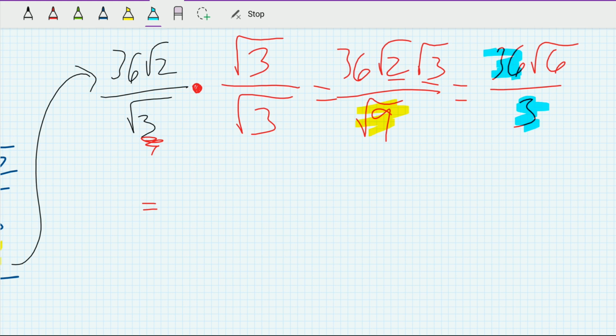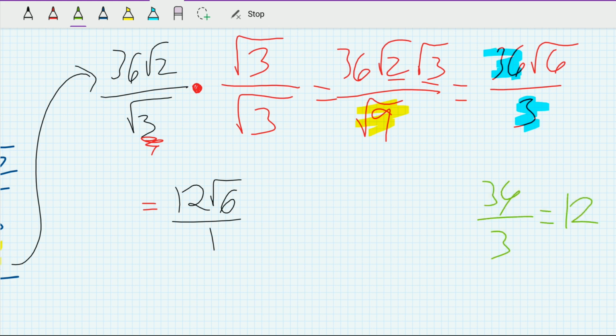I can go ahead and divide that, and that'll give me 12 square root 6 over 1. If you don't understand that, I can go ahead and do it real fast. It's like if I do 36 divided by 3, that's going to be equal to just 12. Notice how the 36 is in the numerator and it's a bigger number. So that means it'll be 12 over 1 technically, and then that's where this is coming from.